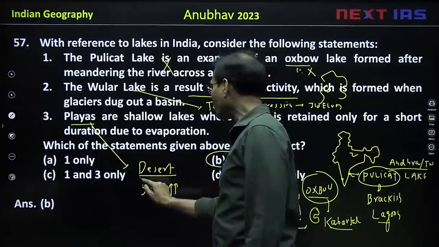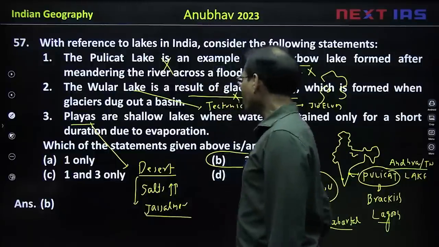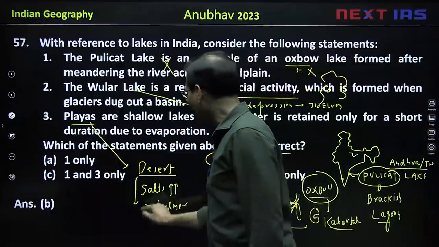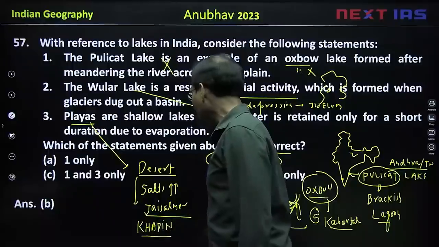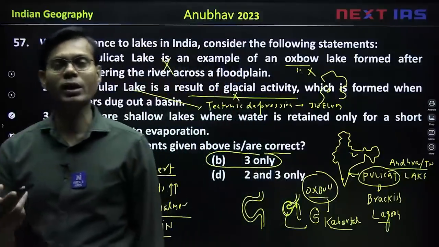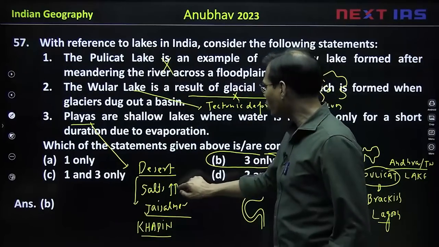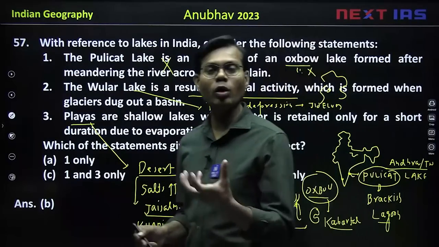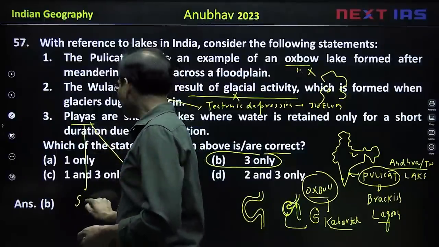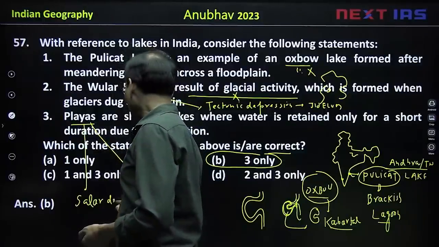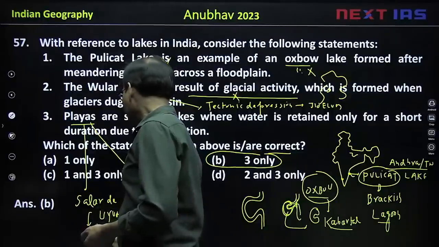In India, in the Thar desert, Jaisalmer, these are found in many more districts of Rajasthan, in Jaisalmer for example. These are also called Khadin lake, Khadin or Playa lake. These kinds of lakes are visible in the Sahara desert as well, Playa lake, or in the Atacama desert. And these lakes are also known for sodium salt or lithium salt. One famous Playa lake in the world, the largest Playa lake, is Salar de Uyuni, that is in Bolivia, famous for lithium reserve.